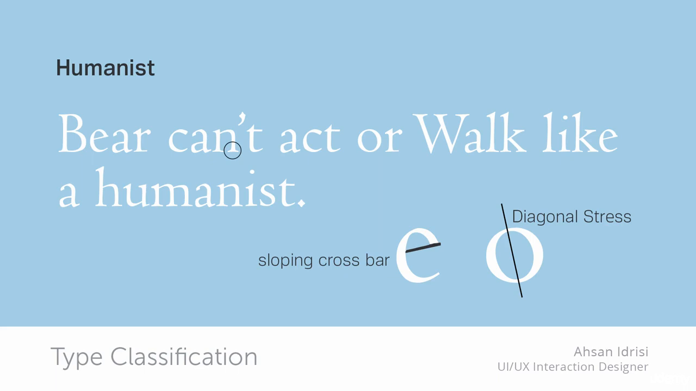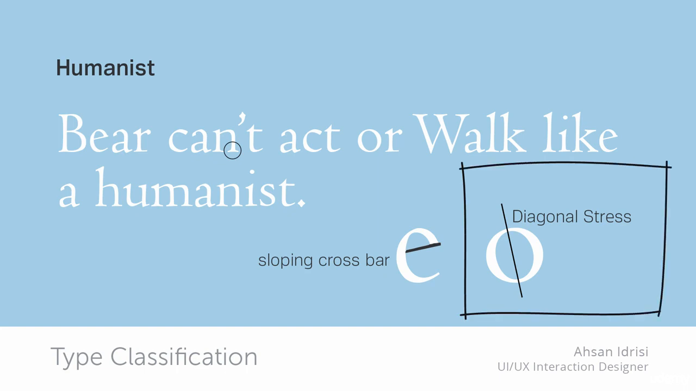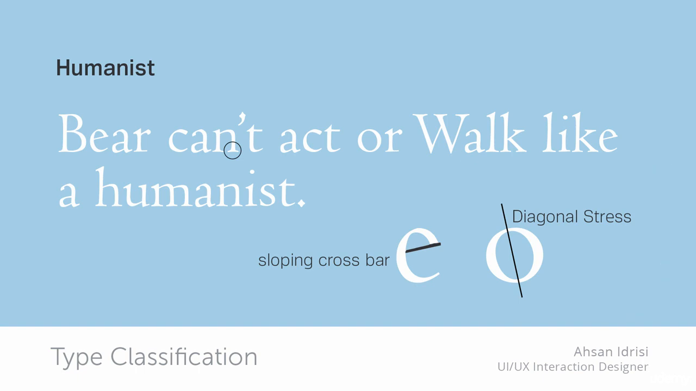Okay, in this lesson we are going to see different classifications of type so we can use them effectively. Before going into different classes of type, we are going to learn about diagonal stress. You can see at the bottom I have shown diagonal stress on the O, which has varying widths of stroke.